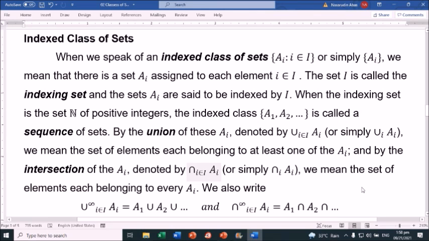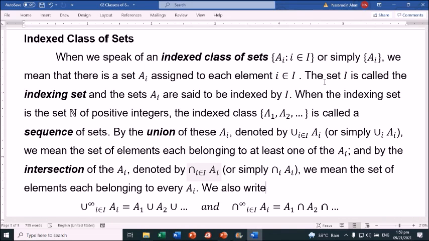Next, the index class of sets. When we speak of an index class of sets, denoted by A sub i, such that i is an element of set I, or simply A sub i, we mean that there is a set A sub i assigned to its element i in set I. The set I is called the indexing set, and the sets A sub i are said to be indexed by I.